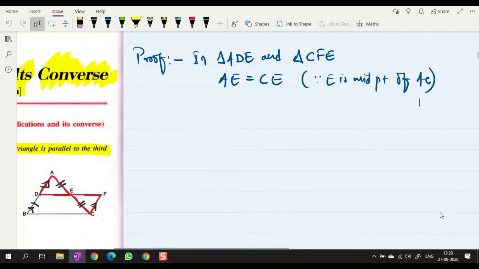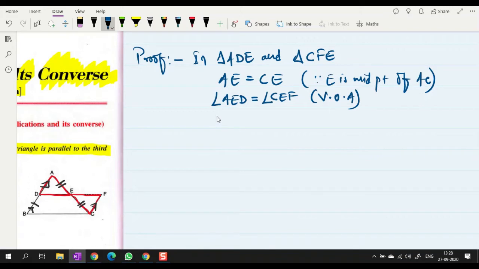Okay, let's list some other parts which are equal. First is AE is equal to CE. Second is angle AED is equal to angle CEF. Can you give me the reason? AED is equal to CEF. Vertically opposite angles. Correct.